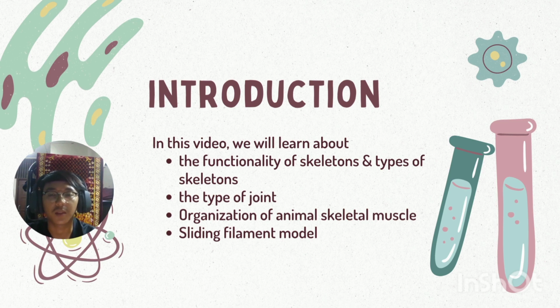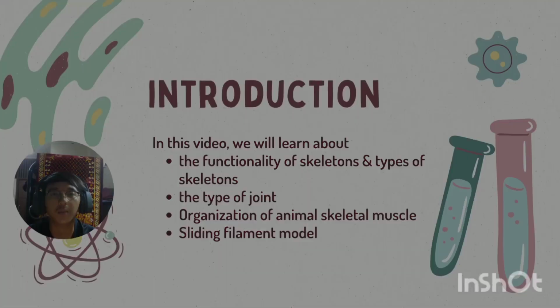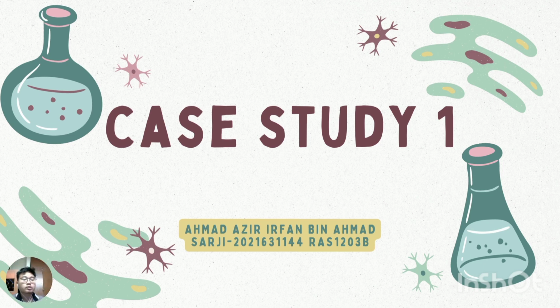My name is Muhammad Daniel bin Ibrahim, and today our group is going to present to you about the skeletal and muscular system. In this video, you will learn about the functionality of the skeleton and types of skeleton, which will be presented by Aziz. Next is the types of joint, which will be presented by me, Daniel. The next is organization of animal skeletal muscle, which will be presented by Burhanuddin, and lastly, the sliding filament model.